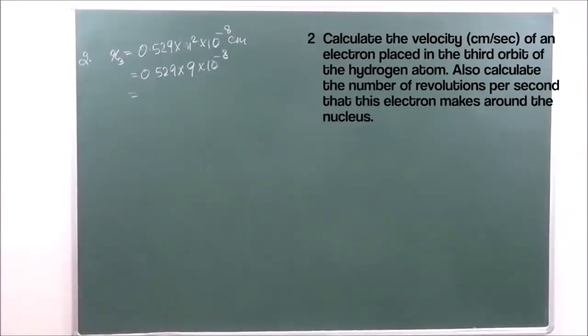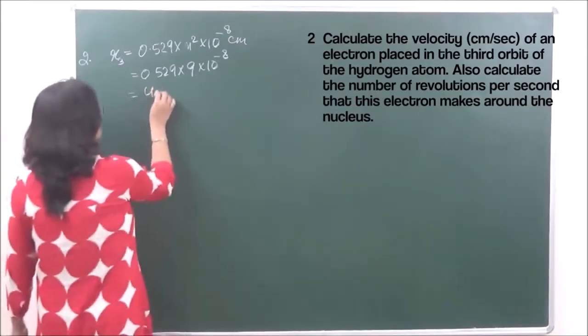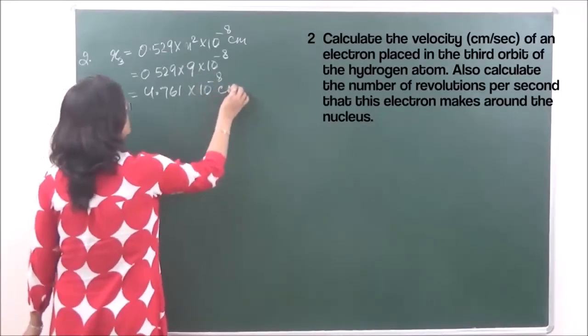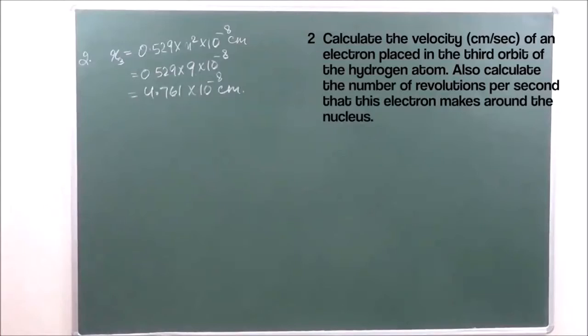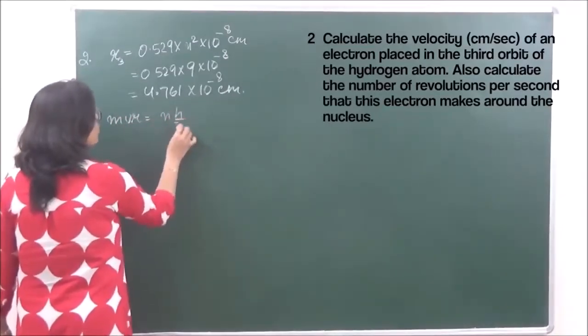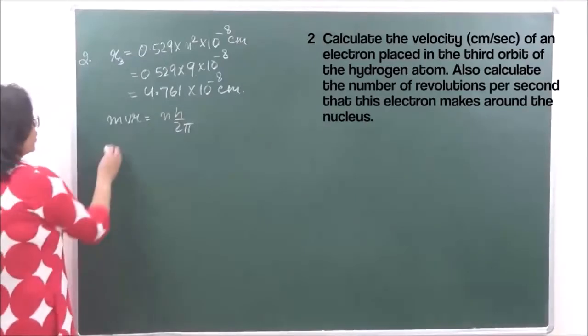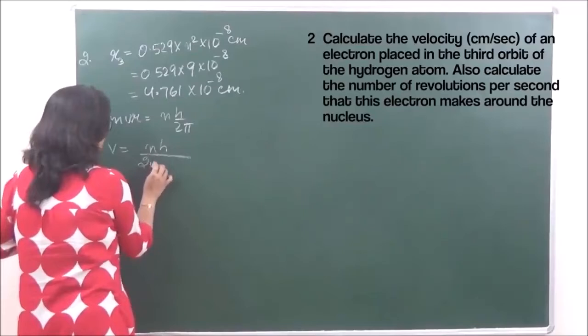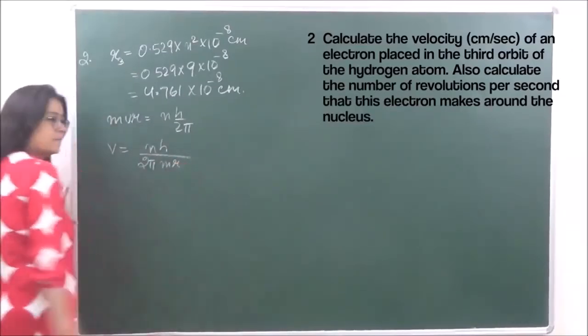So this when calculated, it comes to 4.761 into 10 raised to power minus 8 centimeter. This is r. Then after that, we will now calculate the velocity. Velocity can be calculated by the formula mvr is equal to nh upon 2 pi, or velocity will become equal to nh upon 2 pi mr.